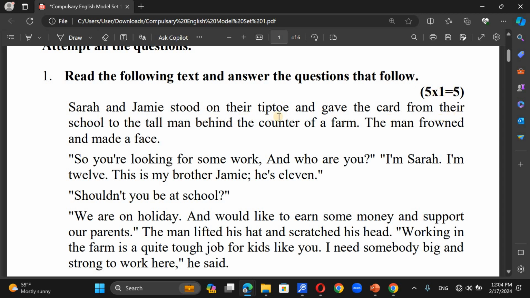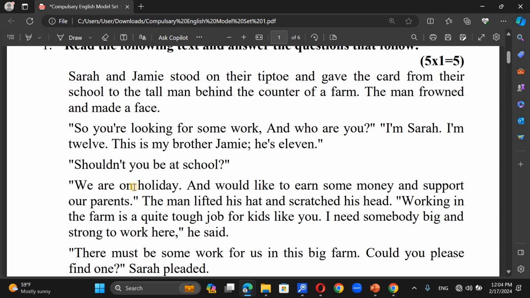Sarah and Jamie stood on their tiptoe and gave the card from their school to the tall man behind the counter of farm. The man frowned and made a face. So you are looking for some work, and who are you? I'm Sarah, I'm 12. This is my brother Jamie, he's 11. Shouldn't you be at school?